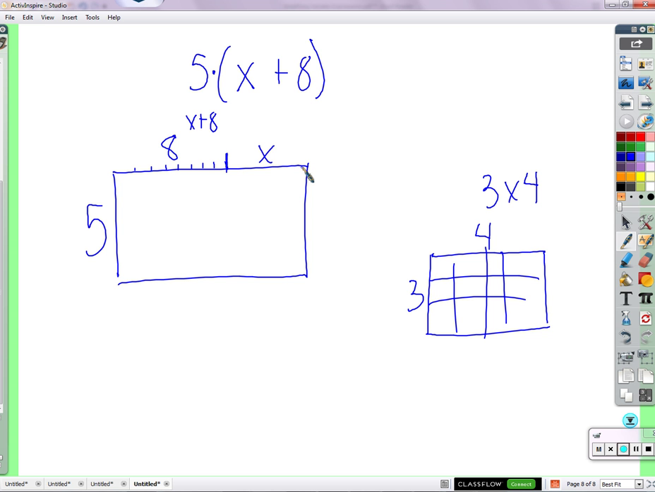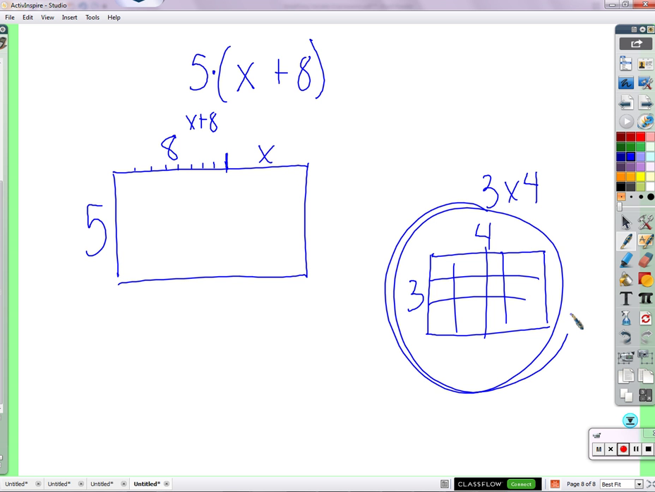So we have them together. It's 8 plus x, but is 8 plus x the same as x plus 8? If I put x over there and 8 over here, would it be just as long? Yeah. We're talking about the area here, right? So I can easily find the area of this rectangle. What's the area of this rectangle? 40. It's 5 on this side, 8 on this side.